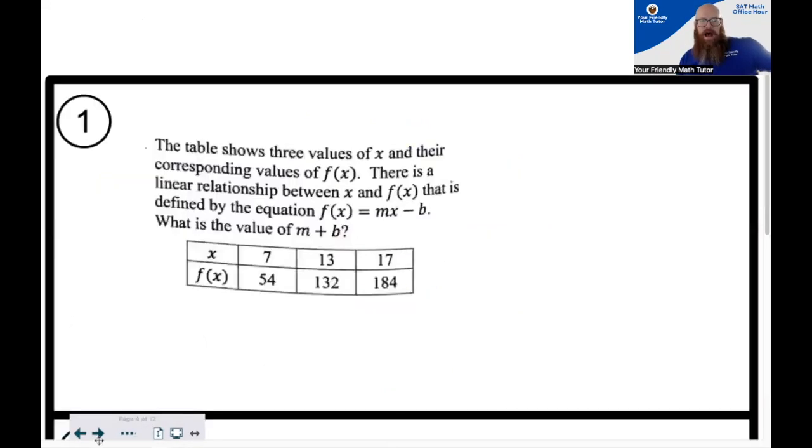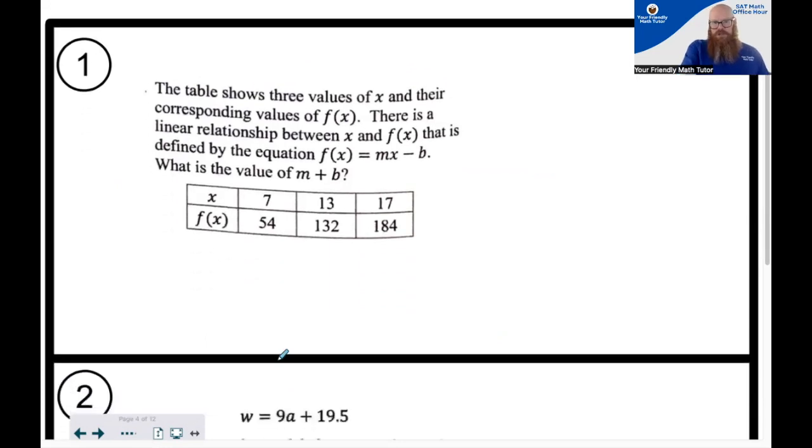All right. Now let's start with our lesson, or the problems related to our topic tonight of linear functions. Okay. So the table shows three values. We want the value of m plus b, so basically it wants the equation of this. Well, the way we would want to find the equation is first by finding the slope. Well, slope is change in y over change in x.